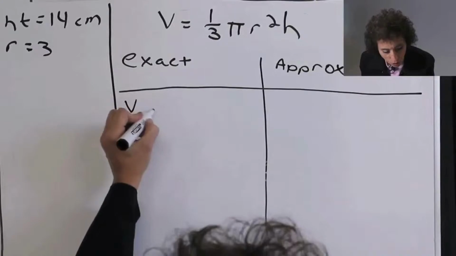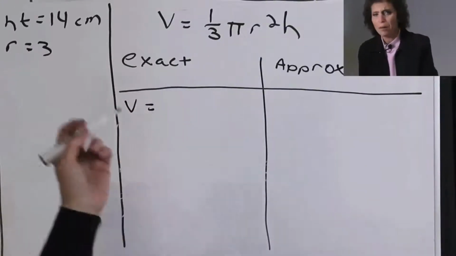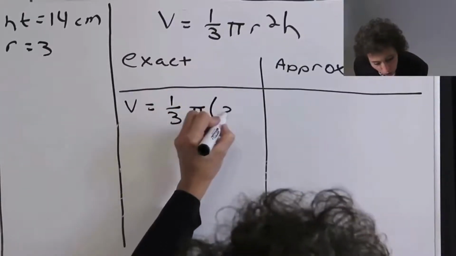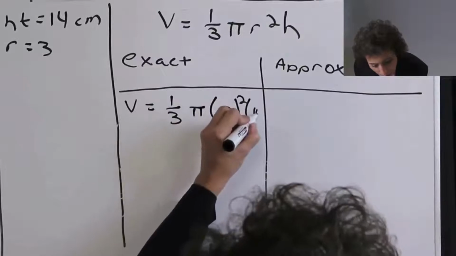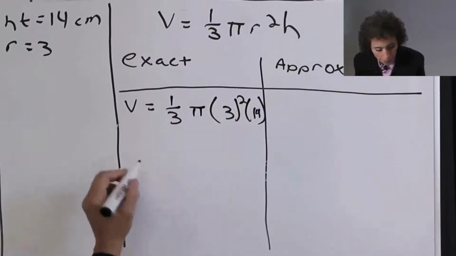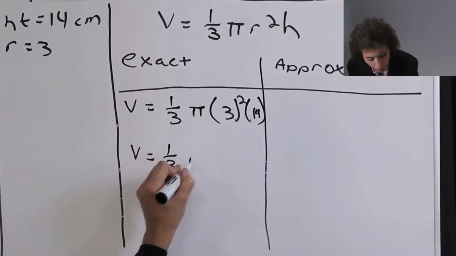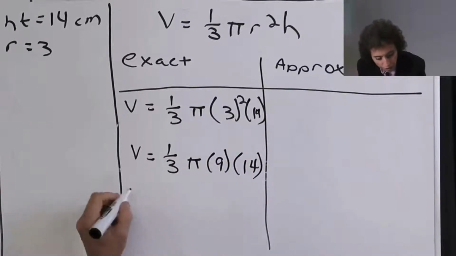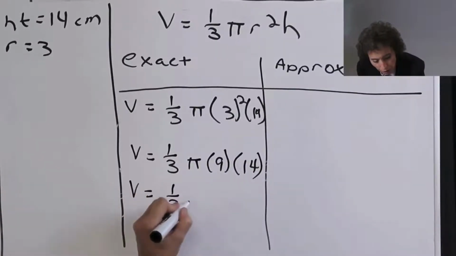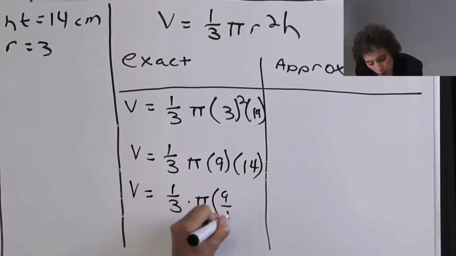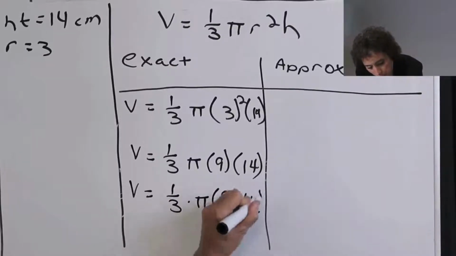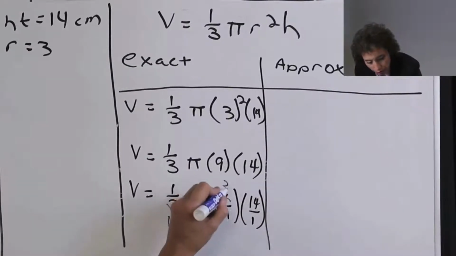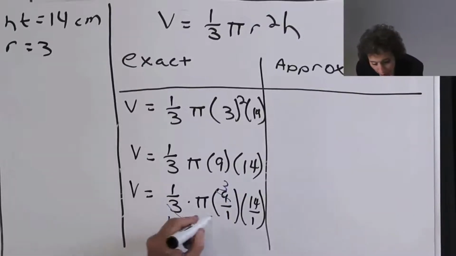Okay, here comes the exact. Remember, if we want to use the exact one, we leave pi. So here we go. 1/3 pi times the radius, which is 3 squared, times the height, which is 14, which is 1/3 times pi times 9 times 14. Okay, I got a little squishy there. Let's stop the squishing. Volume equals 1/3 times pi. I'm going to write 9 over 1 and 14 over 1. Okay, here we go. Let's reduce. 3 goes into 3 once, 3 goes into 9 3 times. So now, and if you want, you can even write pi over 1.